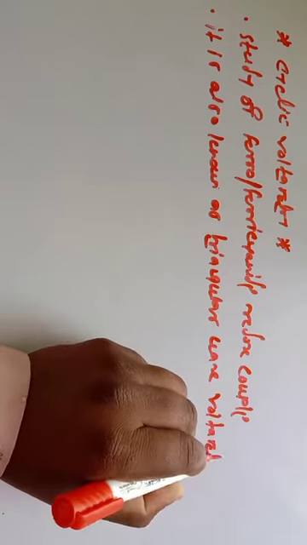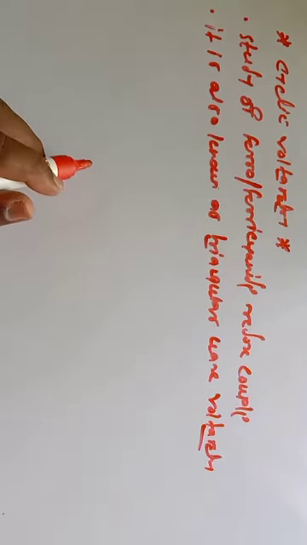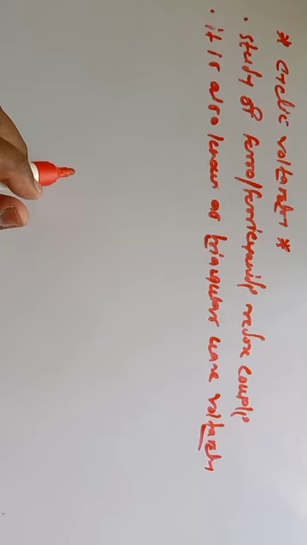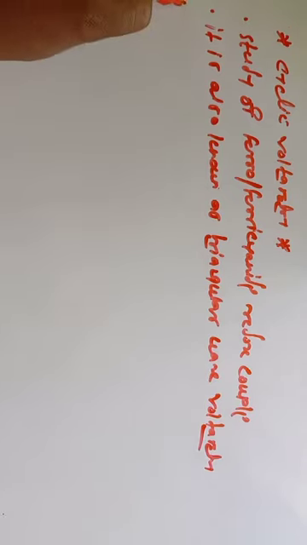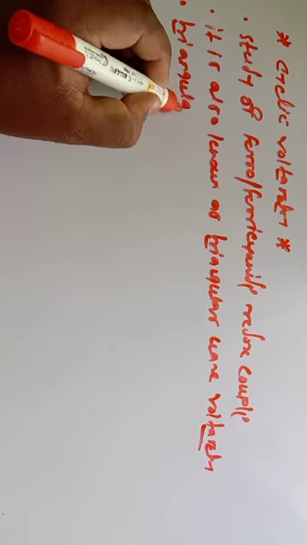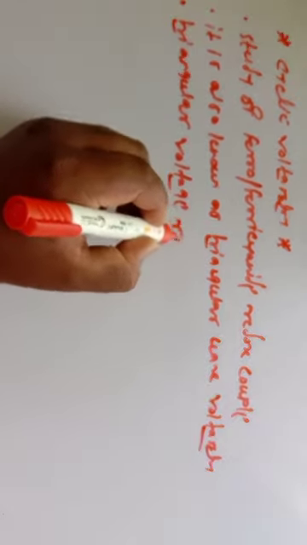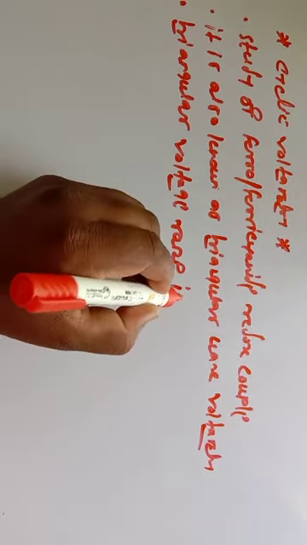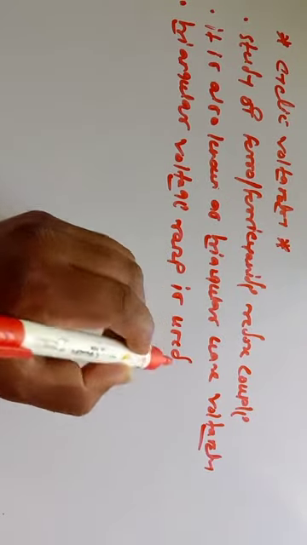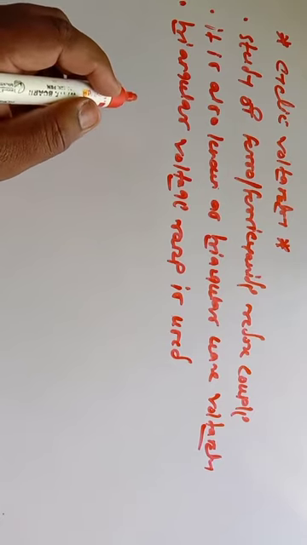So this cyclic voltammetry, it is also known as triangular wave voltammetry. In this cyclic voltammetry, a triangular voltage ramp is used. Triangular voltage ramp is used means the potential is scanned.